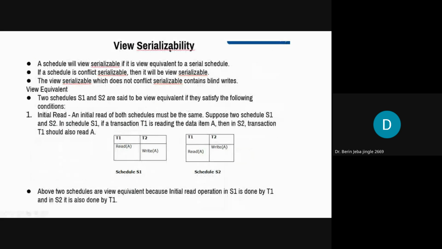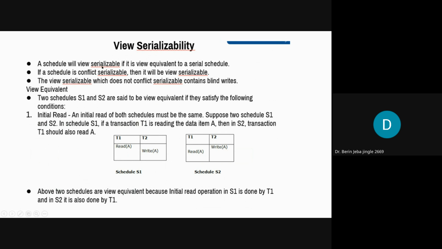Next is view serializability. What is view serializability? A schedule is view serializable if it is view equivalent to a serial schedule. So we must change it into a view equivalent schedule and then to a serial schedule. So how can we change that?